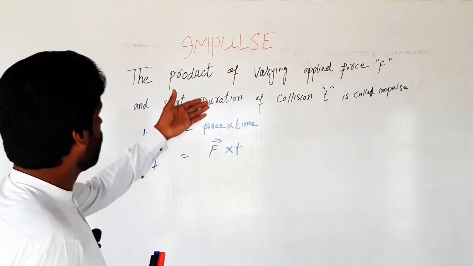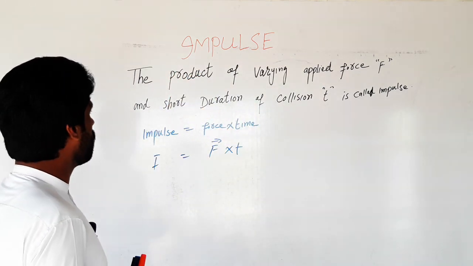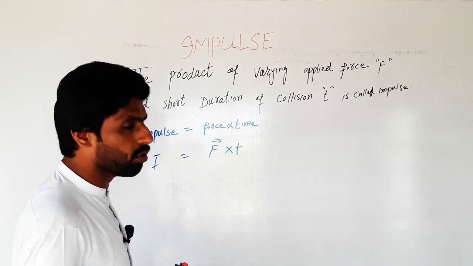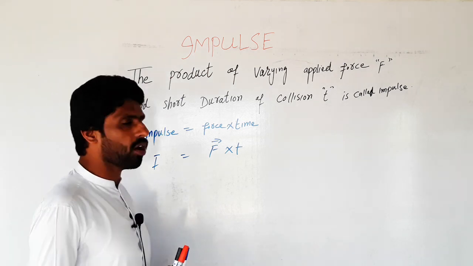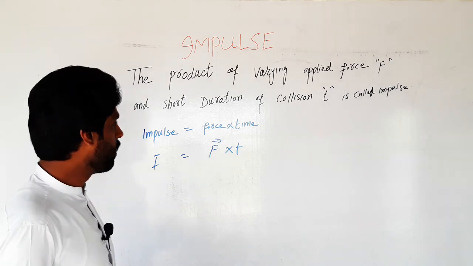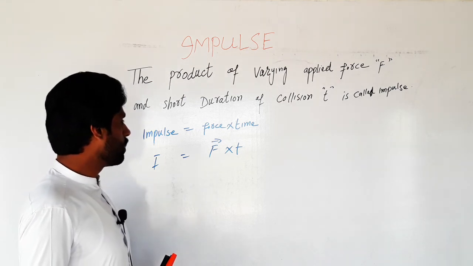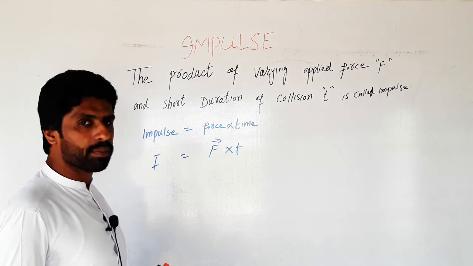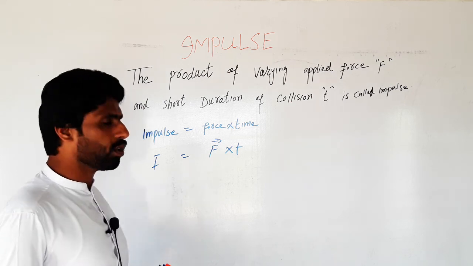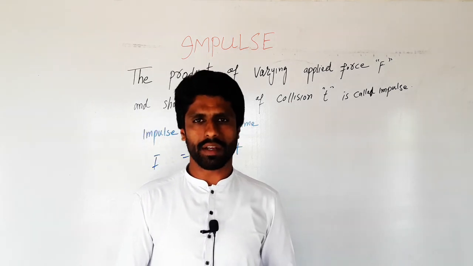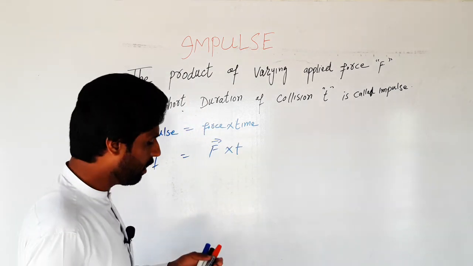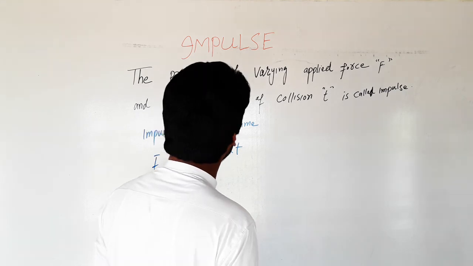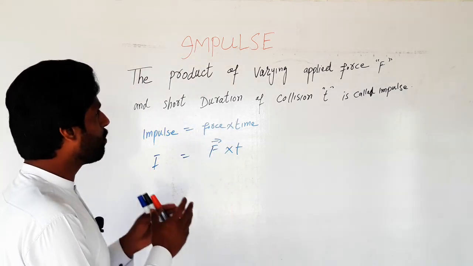Let us define impulse: the product of varying applied force F and short duration of time T is called impulse. Impulse is equal to the force multiplied by time. I is equal to F multiplied by T. This is the simple definition of impulse. And now we try to understand the concept of impulse.